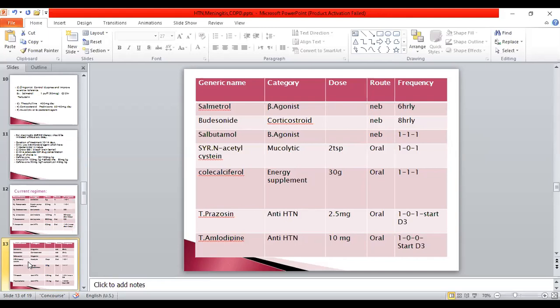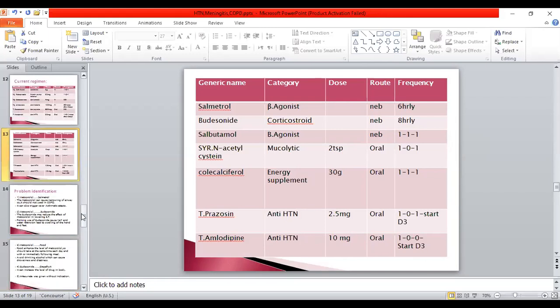Amlodipine also is there. So they have stopped this one and added. Yes, sir. But why specifically metoprolol is not this one? No. I don't know, sir.